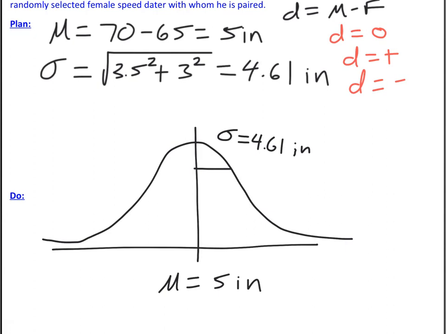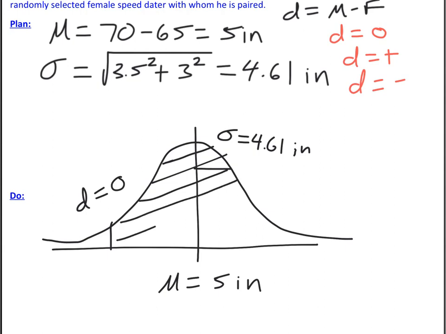The spot I want to mark is still D equals 0. Okay? That's where they're the same height. That's like my cutoff. Everything to the left would be negative, so those are cases where the female was taller. Everything to the right is positive, and that's where the male would be taller, and it's this area here that I'm shading. That's what I'd be looking for.